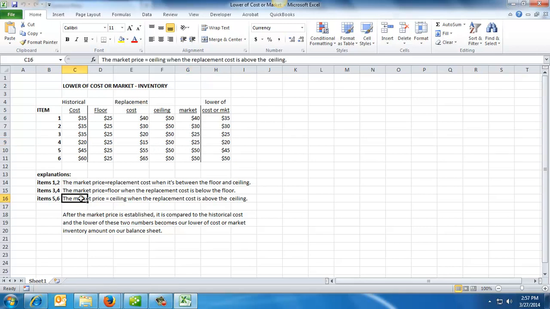In scenarios 5 and 6, the market price, or I'm sorry, the replacement cost ends up being more than the ceiling. We can never go higher than the ceiling. So therefore, our ceiling becomes our market price. In scenario 5, the cost is lower than the market, so we keep it at cost. And in this scenario 6, our market is lower than the cost, so our market price becomes the lower of cost or market.